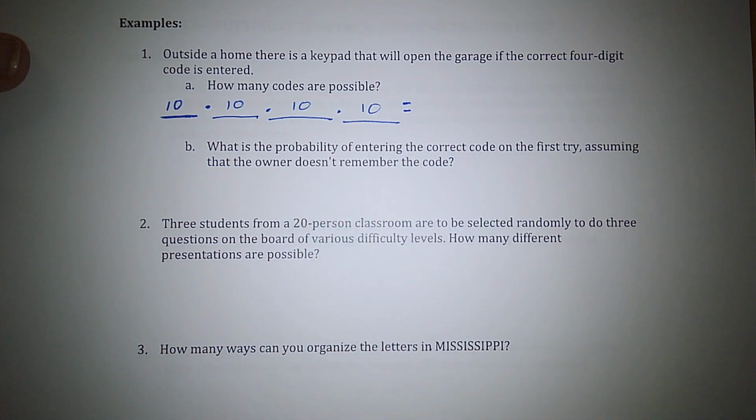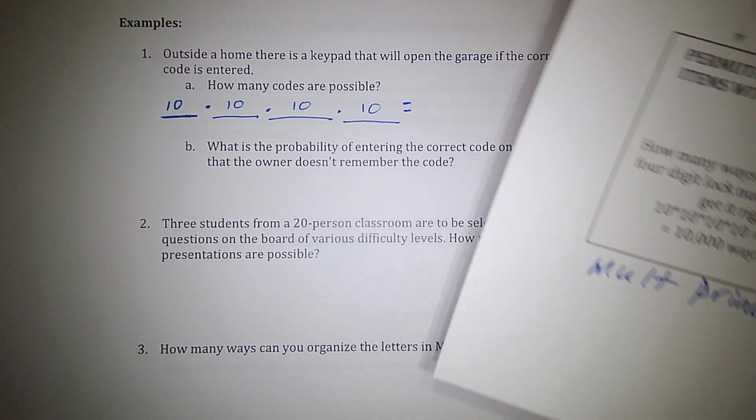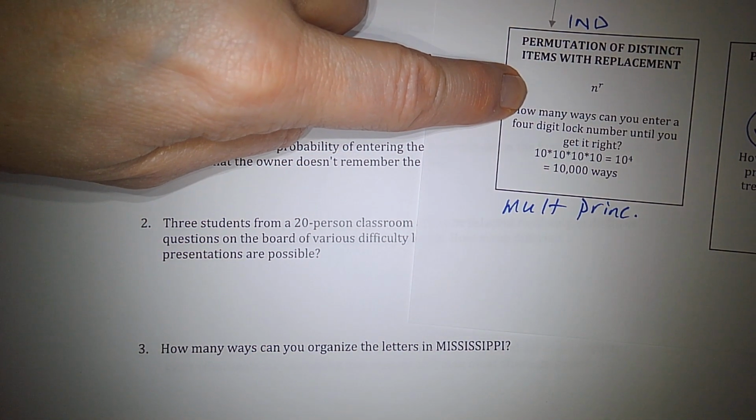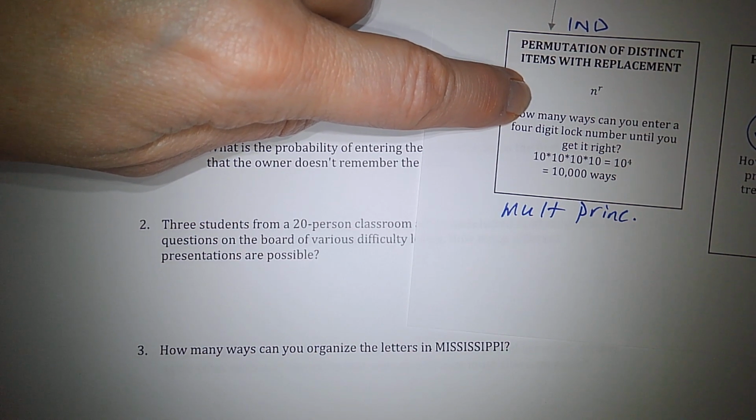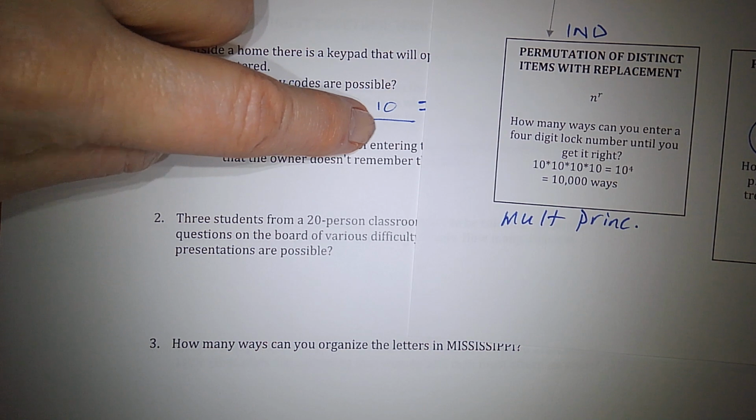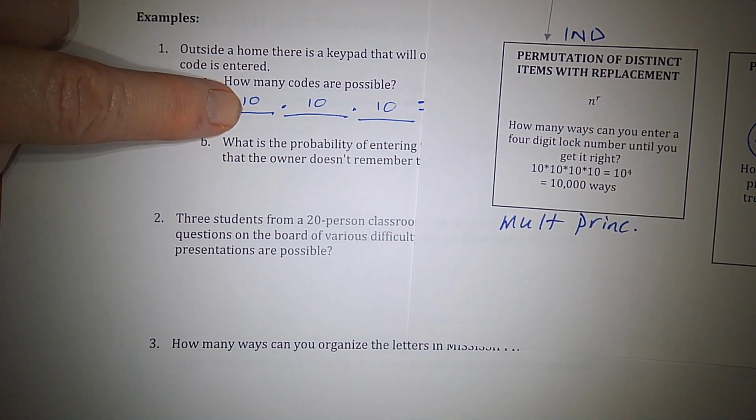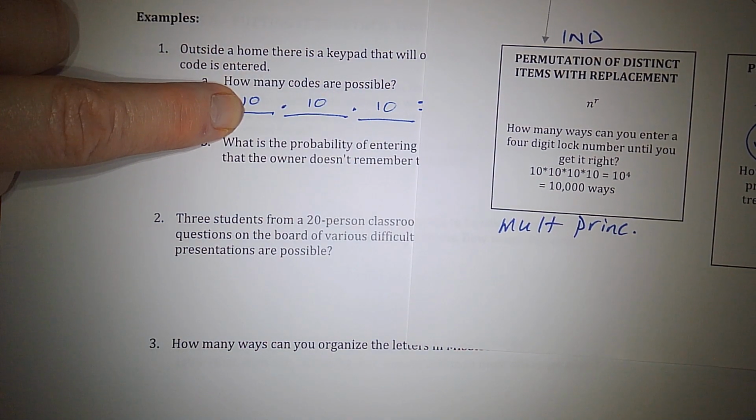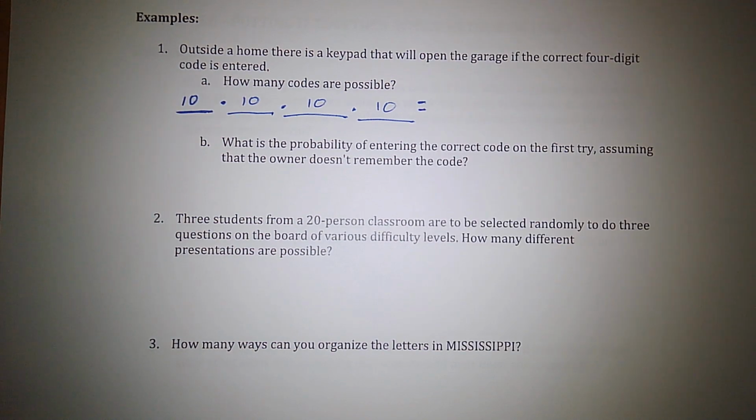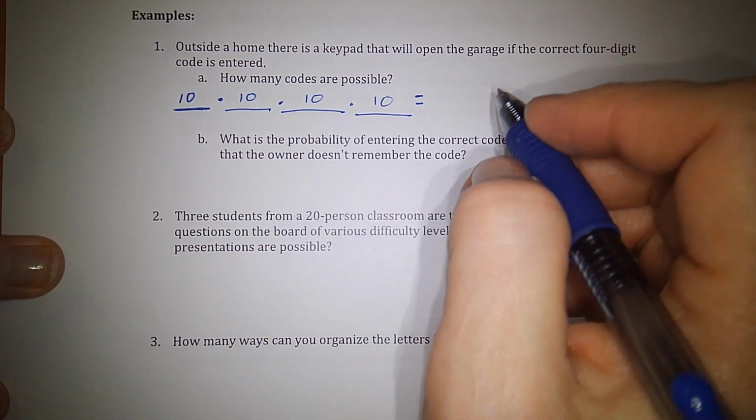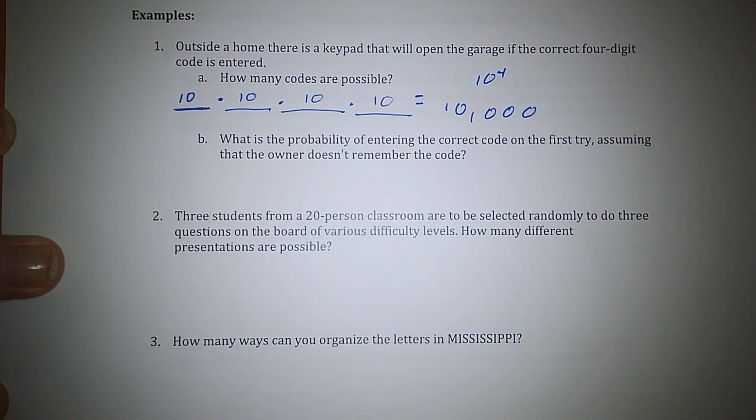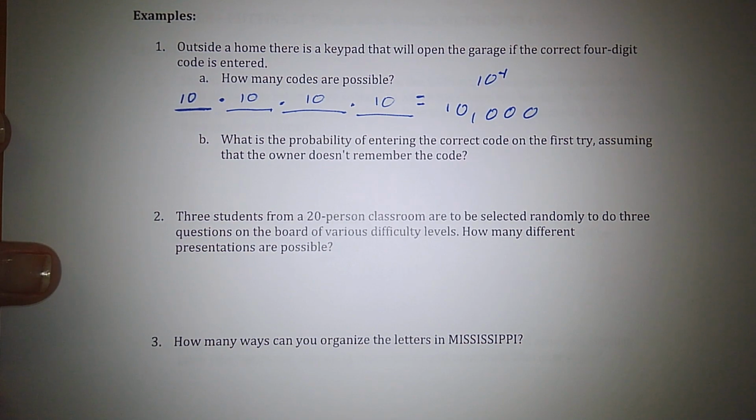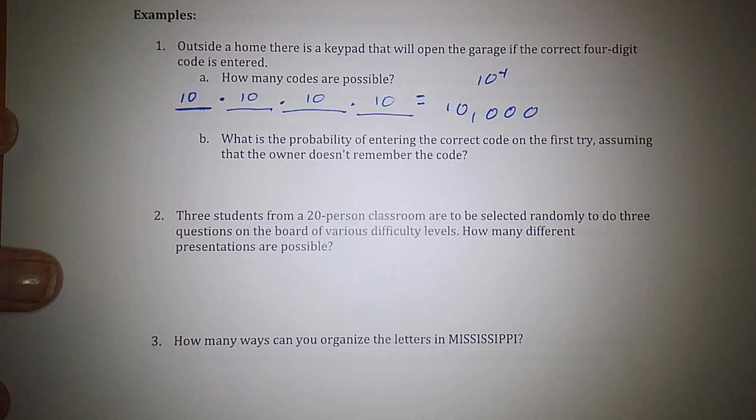This is the multiplication principle because this is a permutation of distinct items with replacement, because the same digit can be utilized multiple times. So you're replacing that number and you're going to use that same number again possibly. All of the codes are possibly distinct. Okay, so this is obviously going to come out to 10,000 possible ways, or 10 to the 4th. So there are 10,000 different 4-digit codes.